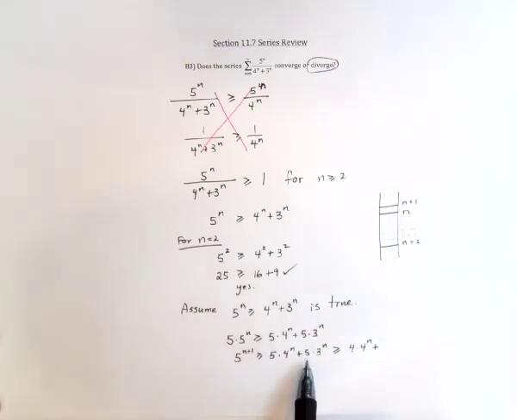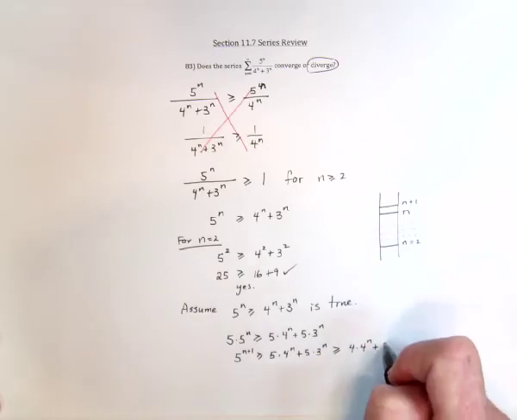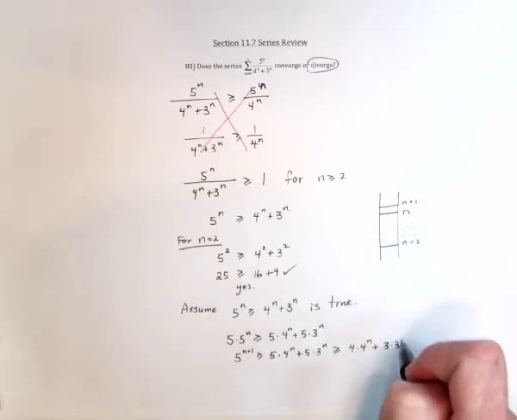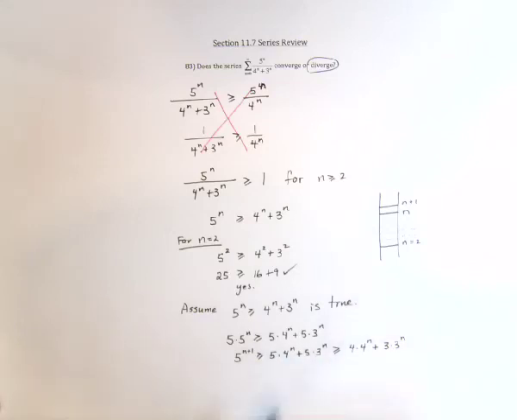And you can do the same thing here. If I replace this with a 3, I'm going to get something that's smaller. Or in other words, when you multiply by a 5, it's bigger than when you multiply by a 3. So if you look at this inequality we have right here, 5 to the n plus 1 is bigger than or equal to 4 to the n plus 1 plus 3 to the n plus 1. All right, so it passed the second step, or the induction step of the proof.